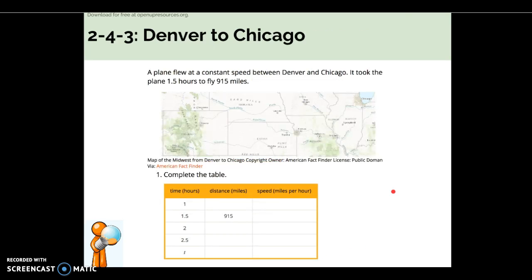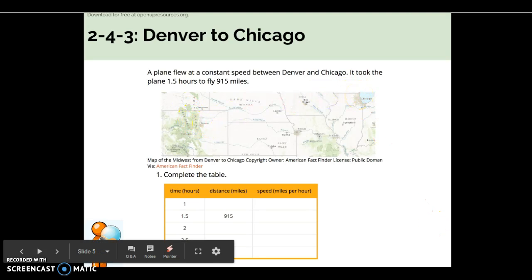So the next thing that we have is that a plane is flying at a constant speed between Denver and Chicago. It takes the plane 1.5 hours to fly 915 miles. So here's a little bit of a crummy map, just because it's hard to see on this screen. But hopefully you guys can get the idea. So we have Denver right here, and then Chicago.